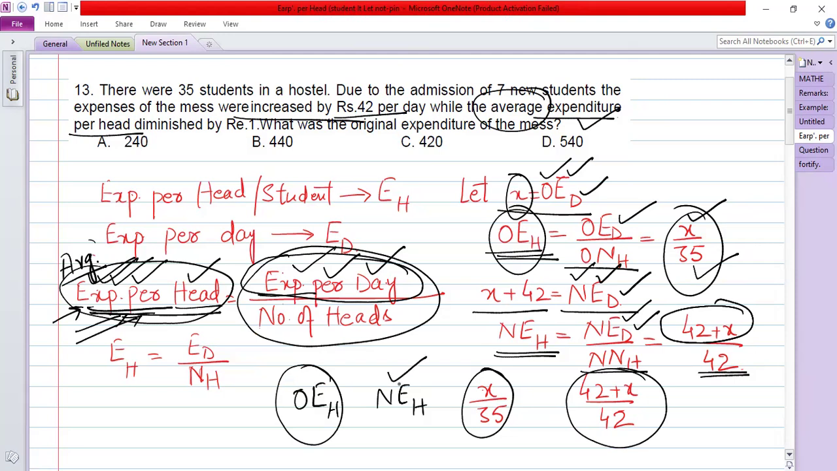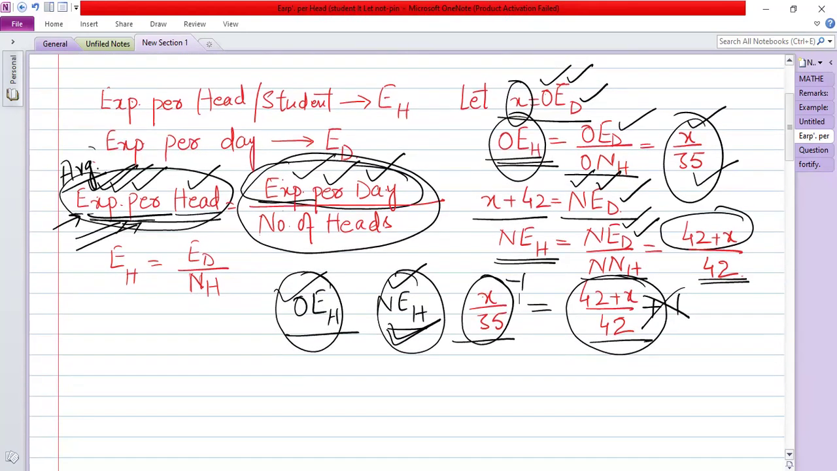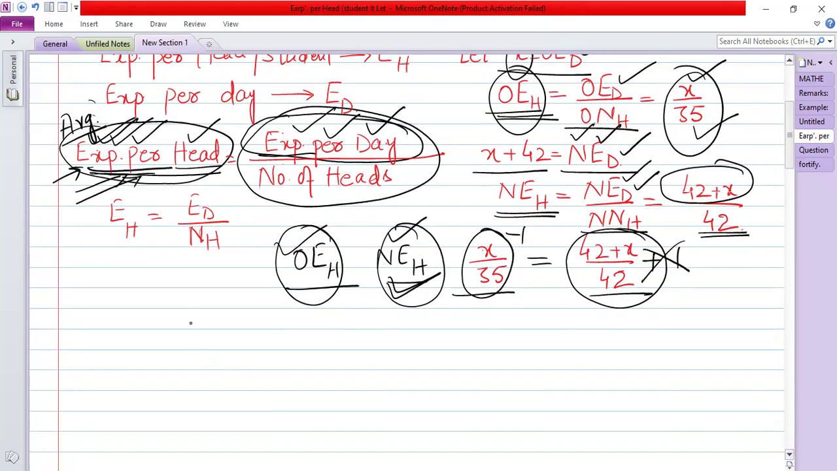Now this new average expenditure per head is one less than the original. So if I have to put these two equal, then either I should add one this side, or I should subtract one this side. I will move on by adding one on the right hand side. So X/35 is equal to (42 + X)/42 + 1.